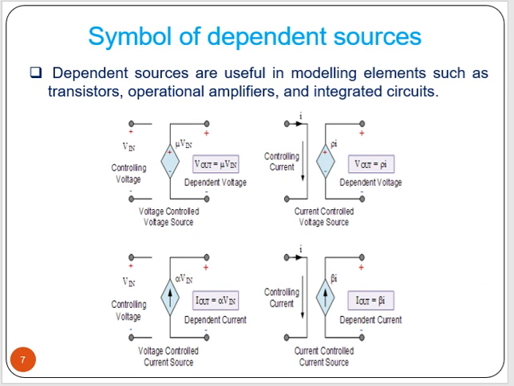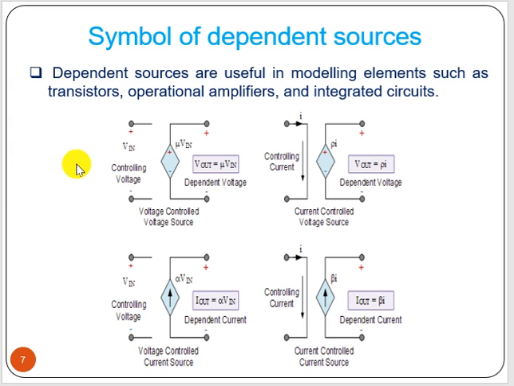Dependent sources are useful in modeling elements such as transistors, operational amplifiers, and integrated circuits. That means a transistor is a nonlinear device, but it can be modeled using a dependent source, and then we can analyze it very easily. So that is the application of dependent sources. Transistors, MOSFETs, and operational amplifiers can all be modeled using dependent sources. So analysis of dependent sources in circuit theory helps to analyze circuits that consist of transistors, MOSFETs, operational amplifiers, etc. in electronic circuits.